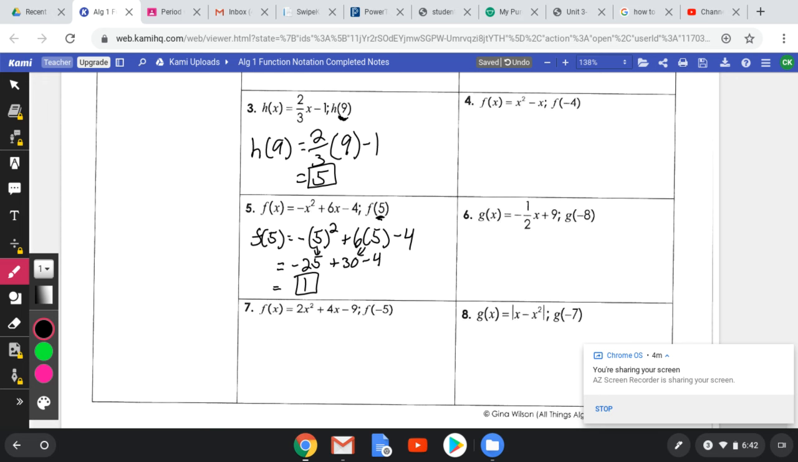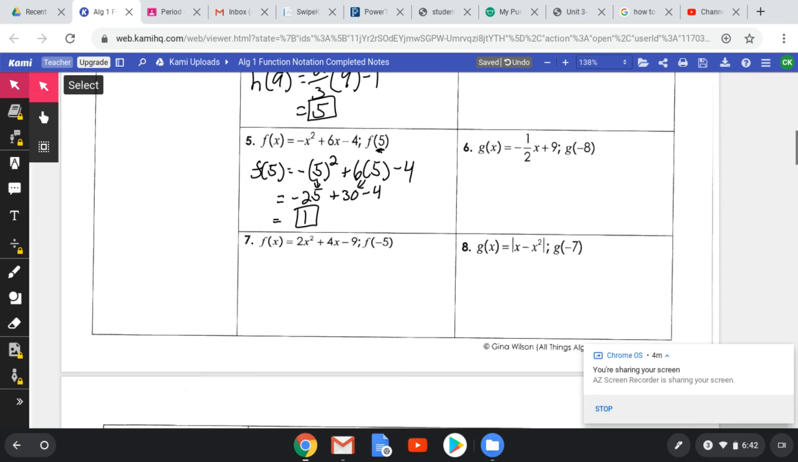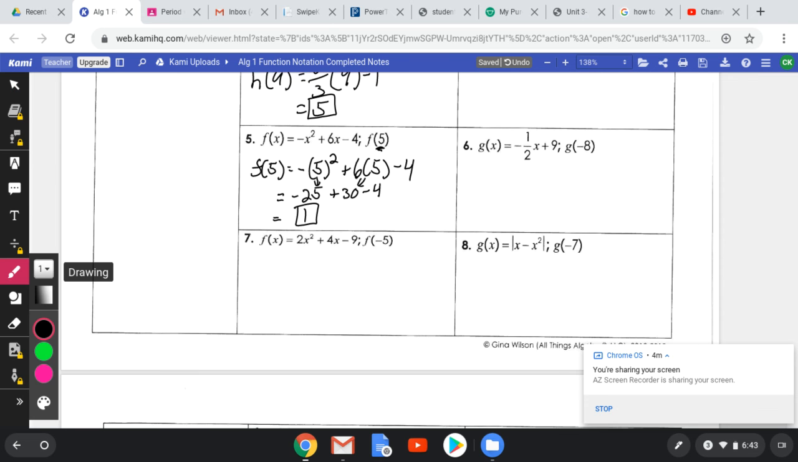And then if I look at number 7 here, it's the same concept. f of x equals 2x squared plus 4x minus 9. So f of negative 5, everywhere I see an x, plug in negative 5. So 2 times negative 5 squared plus 4 times negative 5 minus 9.